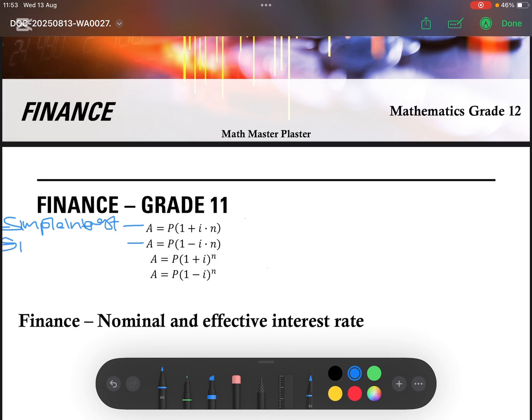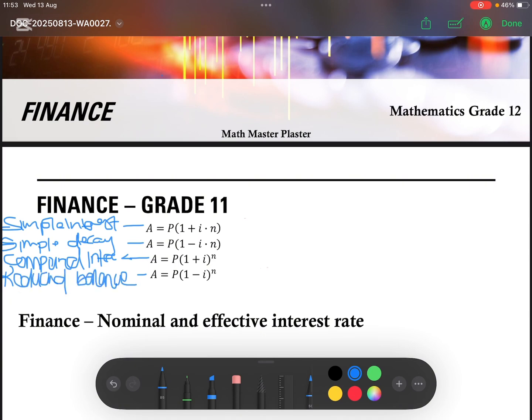And then the second formula is the formula of simple decay. It's a simple decay that we've covered in grade 11. And then we have compound interest. With compound interest, and now again we have a reducing balance method.